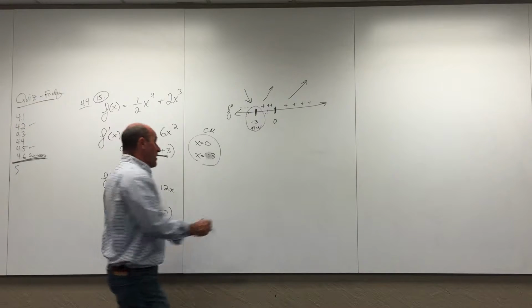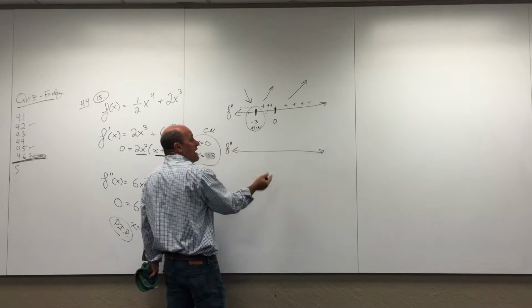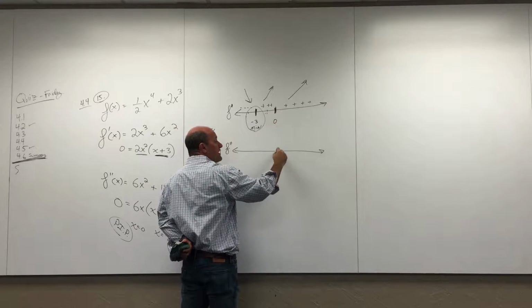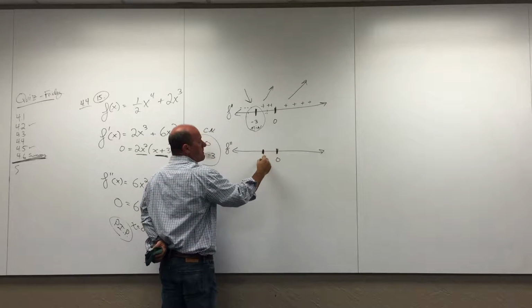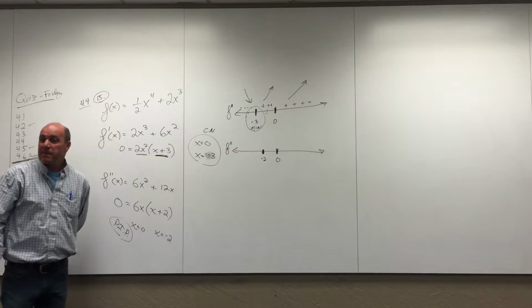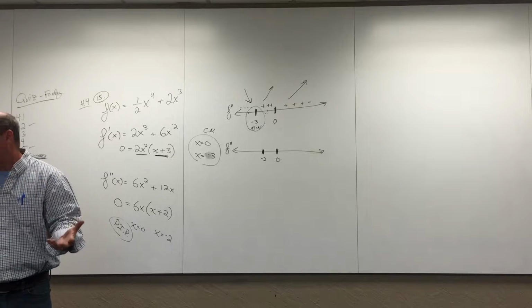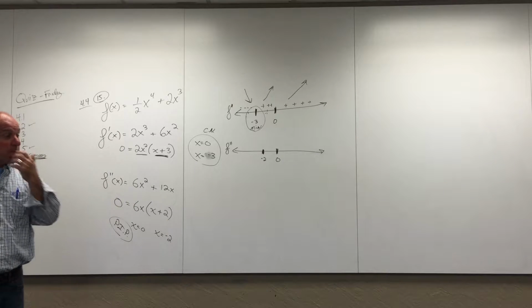I put those on a number line. Underneath this number line, I label it f double prime, and I do what I call a concavity test. Now, one of these points was a 0, the other one was a negative 2, and I should test the regions around it. I'm testing to see if the second derivative is positive or negative. That'll tell me that the function is concave up or concave down.